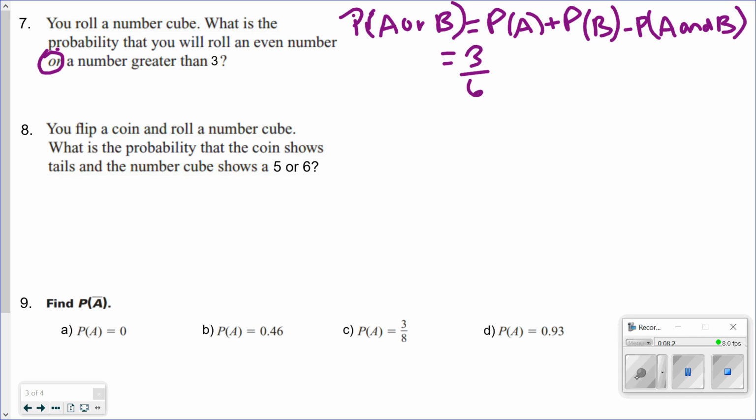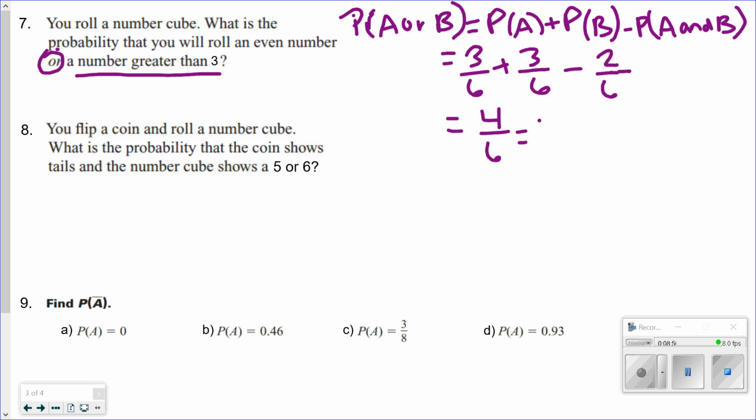For event B, what's the probability of choosing a number that is greater than 3? So the numbers that are greater than 3 are 4, 5, and 6. So once again, that is 3 out of 6 minus which numbers, 4, 5, or 6, are even numbers. Well, that would be 4 and 6, so there are 2 out of 6. So now I just need to plug this into my calculator, and when you do so, you get 4 out of 6, which if you simplify that, and you don't need to, but it is 2/3.